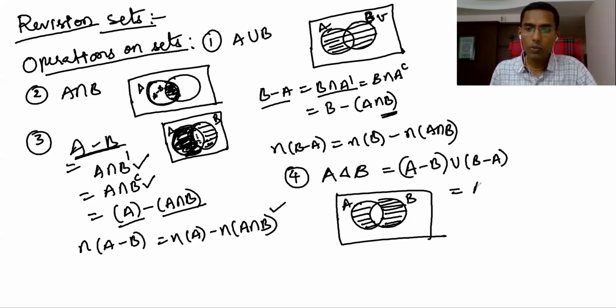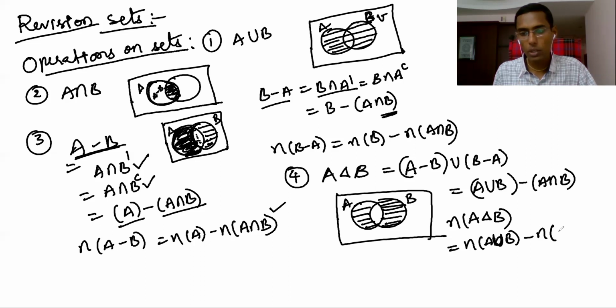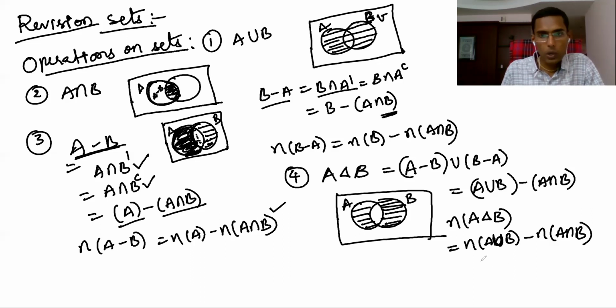And this you can also write as from A union B, if you subtract A intersection B, then what you get is this one. From A union B, this intersection part you are subtracting, that's it. Therefore, N of A delta B you can write as N of A union B, number of elements in A union B, minus number of elements in A intersection B. Hope you understand this much.